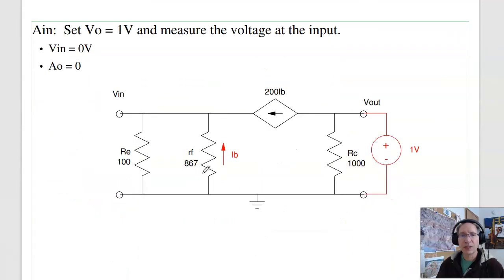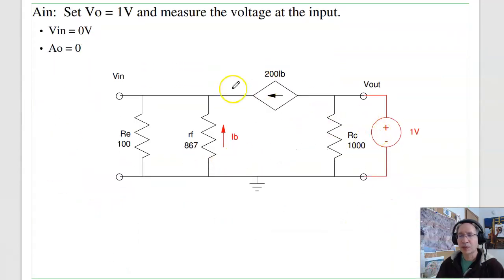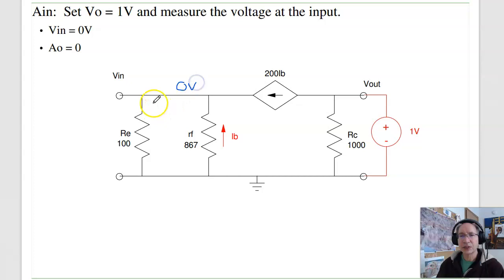To find the input gain, apply 1 volt at the output and see what the voltage is at the input. And here I can guess the answer. If this is 0 volts, I've got 0 for current plus 0 plus 200 times 0 equals 0. That balances. So that's the voltage at the input. AI equals 0.